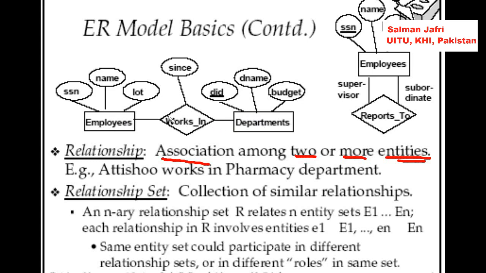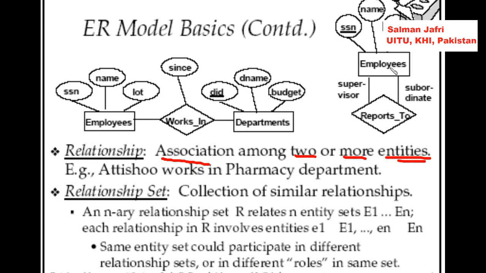There can be ternary relationships, if there is some relationship that has a third entity participating as well. So they would definitely be termed ternary relationships. But in most designs, we usually have binary relationships. And the same entity could participate in different relationship sets, or in different roles in the same set.